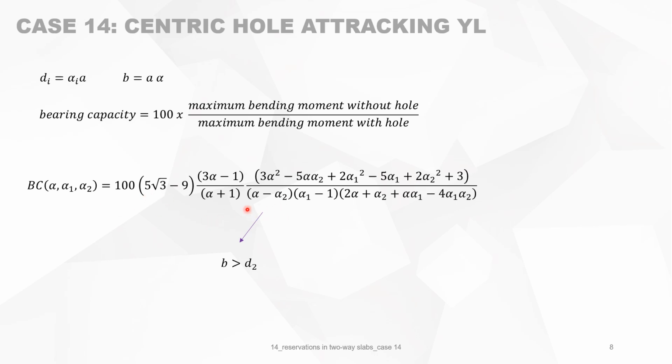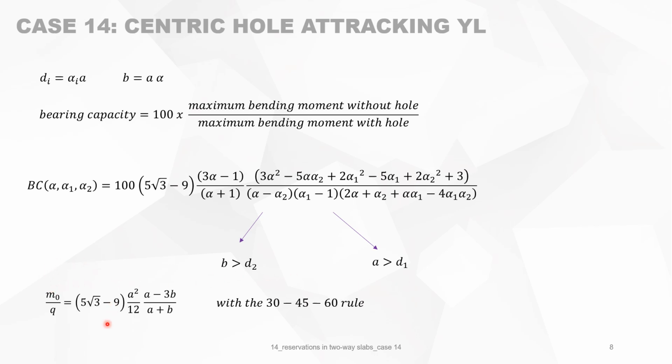We notice immediately that alpha minus alpha 2 is in the formula at this location. This means clearly that B must be bigger than D2, otherwise it will have a negative bearing capacity. But this is very logical. The hole cannot be bigger than the slab. Same here, A must be bigger than D1.